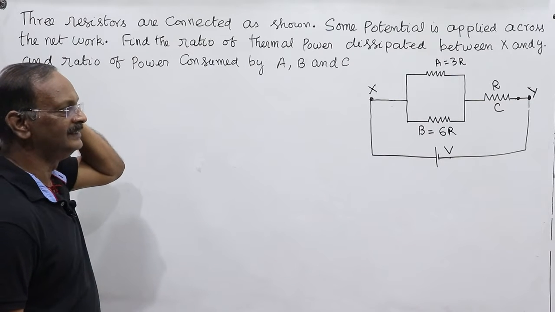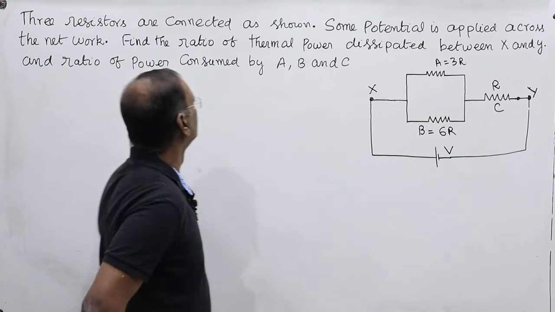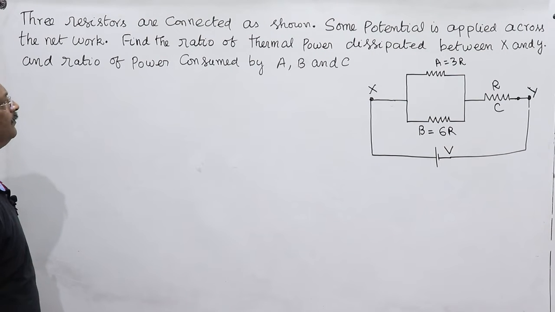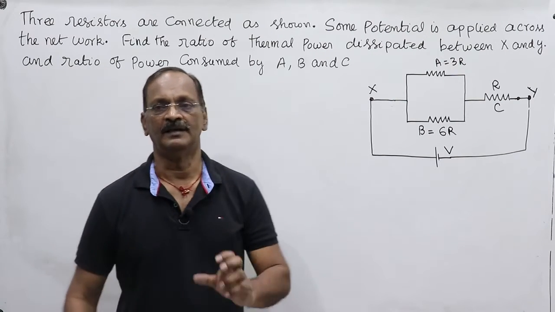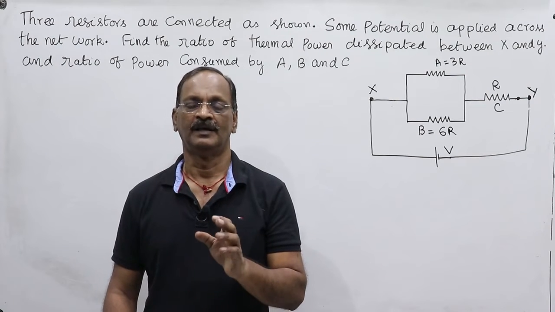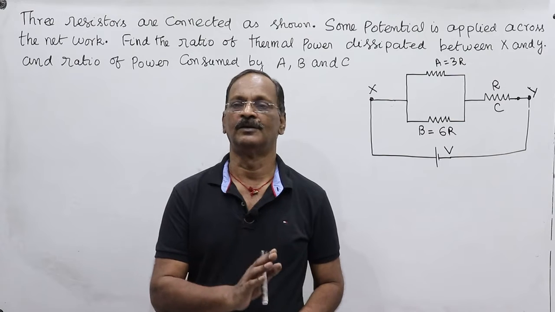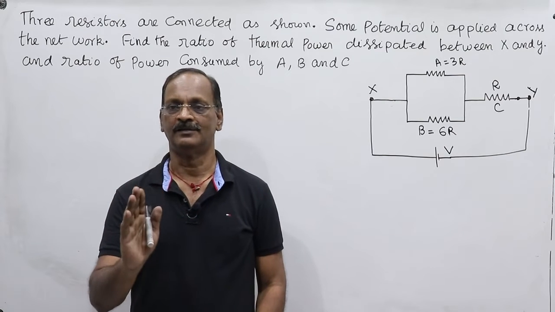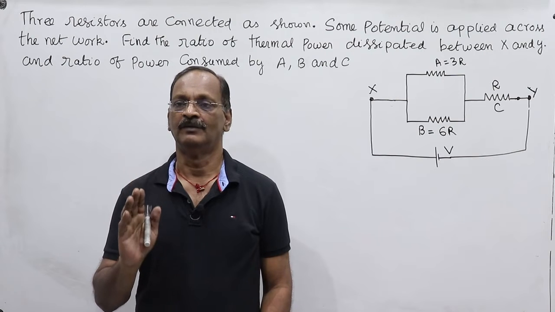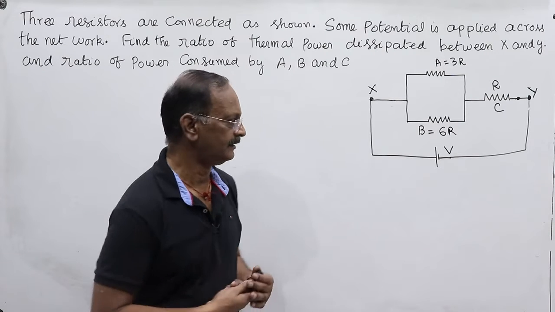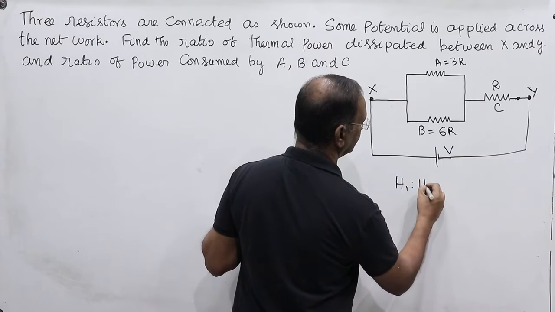Thermal power means heat dissipation between X and Y, and the ratio of power consumed by A, B, C. See, already we have seen the ratio of heat: H1 is to H2 is to H3 is also equal to P1 is to P2 is to P3. Already we have seen it here. That is, this is heat dissipated.